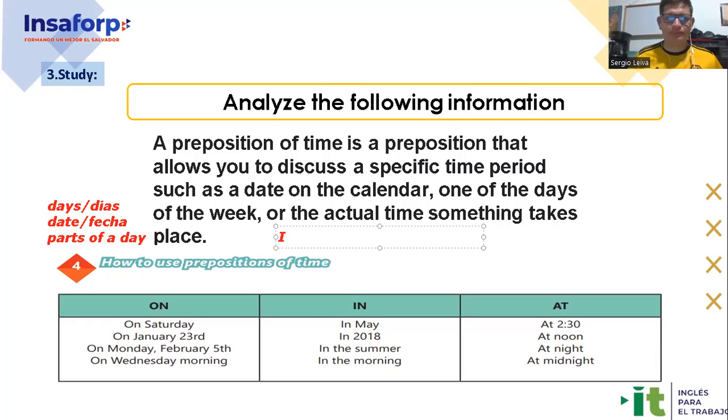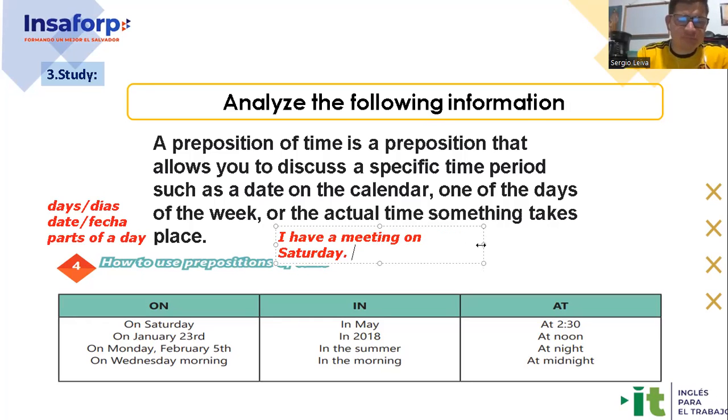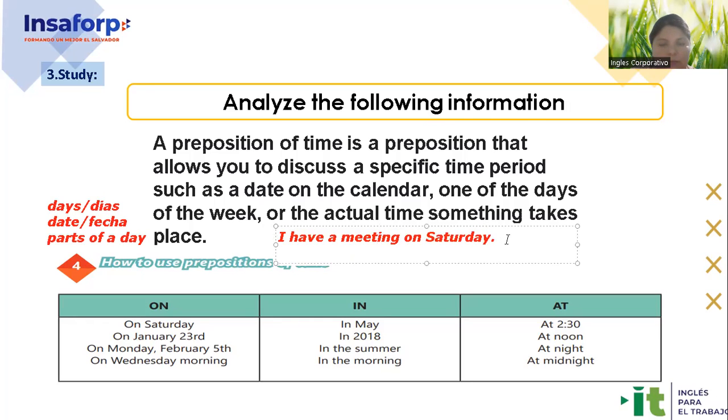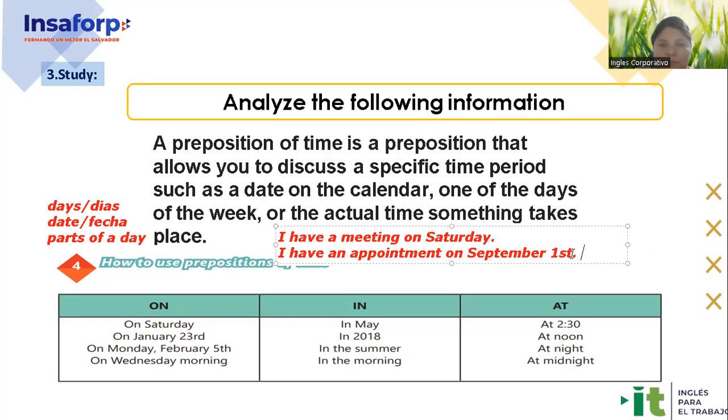Okay. Hagamos un ejemplo con on. I have a meeting. Y tengo una reunión. ¿Cuándo? El sábado. ¿Miren? On Saturday. Tengo una reunión el sábado. So I have a meeting on Saturday. I have an appointment on, let's say, September 1st. Y en el caso de in May, ¿qué significaría entonces? In May, mayo.